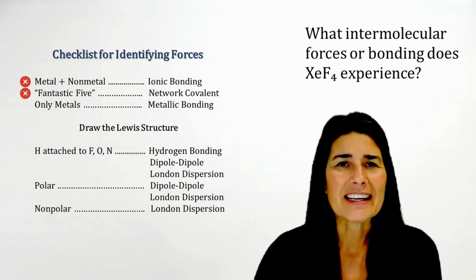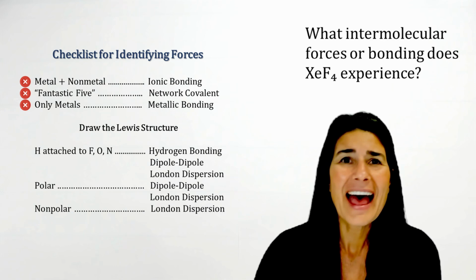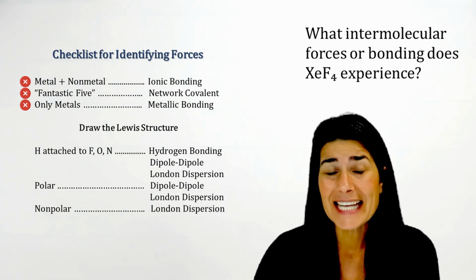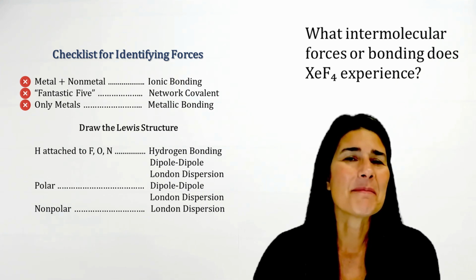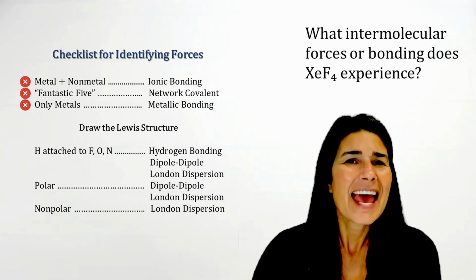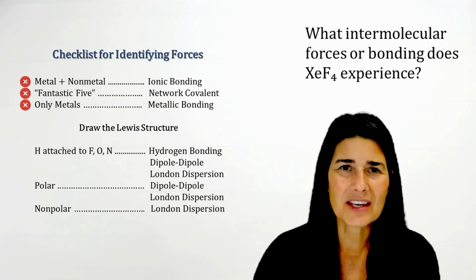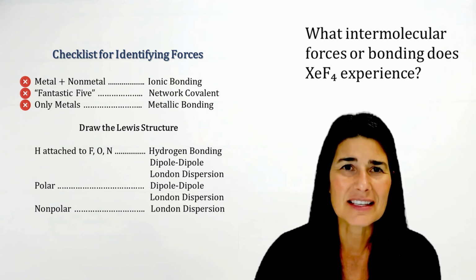Question number 3, do you have just a metal? No, we don't have just a metal. We don't even have a metal. This is not a metallic structure. Therefore, we probably have a molecular compound. XeF4 is going to be composed of tiny molecules that are held together by weak intermolecular interactions.